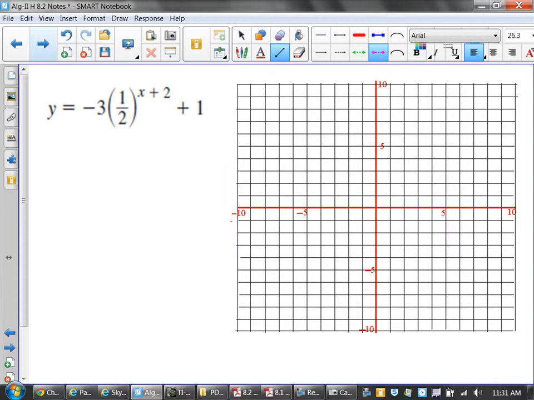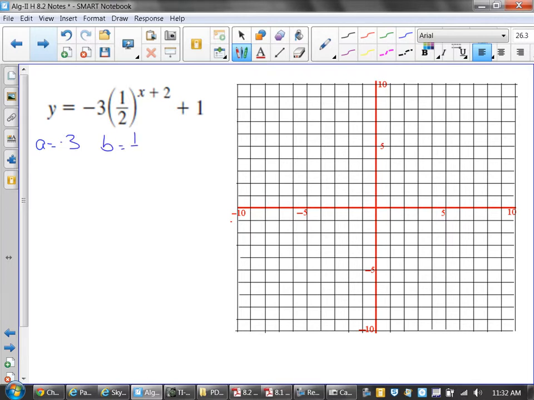Same idea here. When I go to shift, when I set these things up, I'm also going to still label out what my a, b, h, and k are going to wind up working with. My a value, -3. b is 1/2. h, is it 2 or -2? Very good. And k, is it +1 or -1? +1, very good.